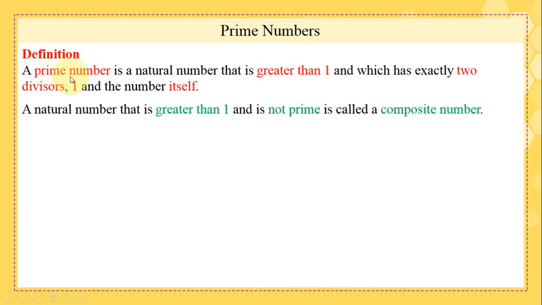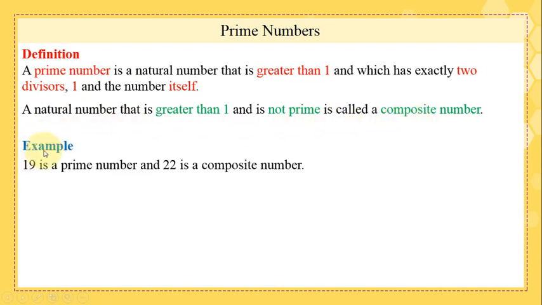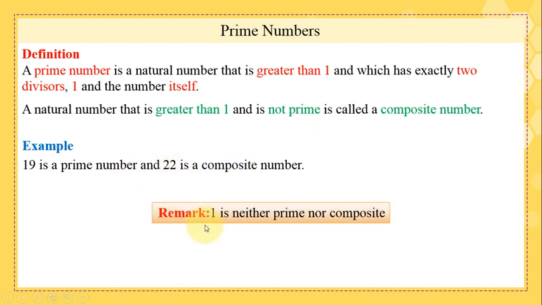Definition: a prime number is a natural number that is greater than 1 and which has exactly 2 divisors, 1 and the number itself. A natural number that is greater than 1 and is not a prime is called a composite number. Example: 19 is a prime number and 22 is a composite number. Remark: 1 is neither prime nor composite.